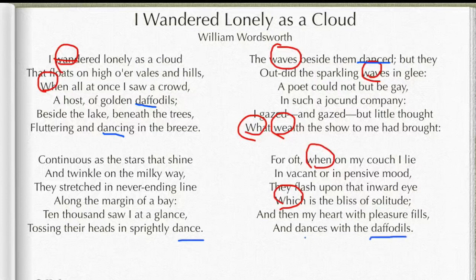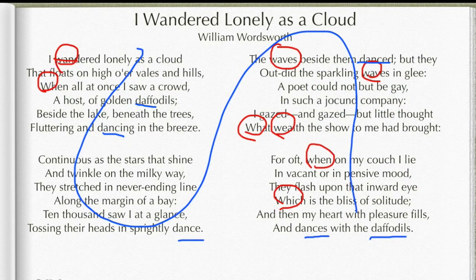and dances with the daffodils. So it's interesting, the word dance is repeated. We're going to talk about actual word repetition. Right now we're talking about sound repetition. But we see dance throughout. Well, guess what that does? That "d" sound in the word dance ties this poem together. So again, we're bringing ideas, we're tying things together.